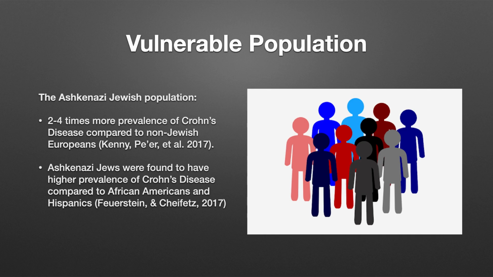So as I was doing my research, I came across a vulnerable population that is known as the Ashkenazi Jewish population. Based on the articles that I used to gather my research, I learned that the Ashkenazi Jewish population has a 2 to 4 times more prevalence of Crohn's disease compared to non-Jewish Europeans. In one of the other articles that I read, I also learned that this same population had a higher prevalence of Crohn's disease when it was compared to a cohort that consisted of African Americans and Hispanics. Very little research has been conducted on the Ashkenazi Jewish population, but I did gather enough information to learn that this population is disproportionately affected by Crohn's disease.